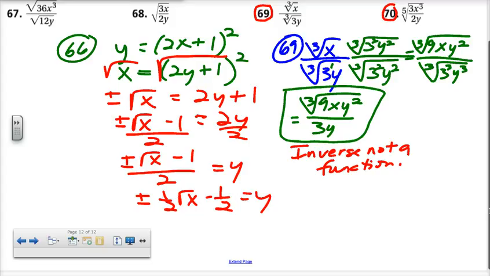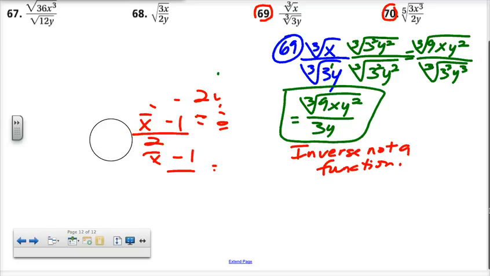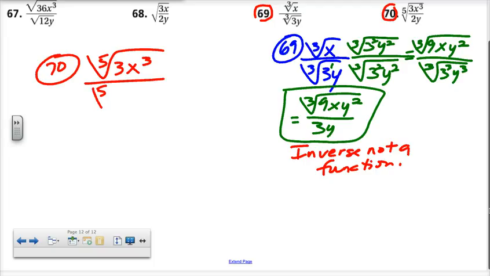I'm going to go ahead and erase what I had for 66 so that I can make some room here for number 70. And number 70, the first thing I think of is, can I get anything simplified as it is right now? And I can't do that. So I'm going to go ahead and separate those two and try to rationalize the denominator. I cannot reduce 3 halves any more than it already is. I only have one x with a power, and I only have one y with a power.